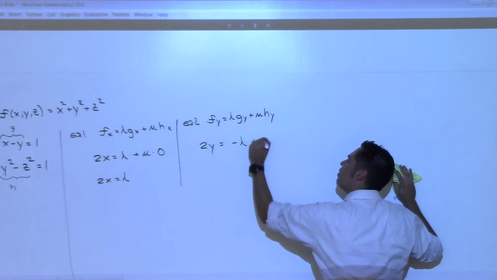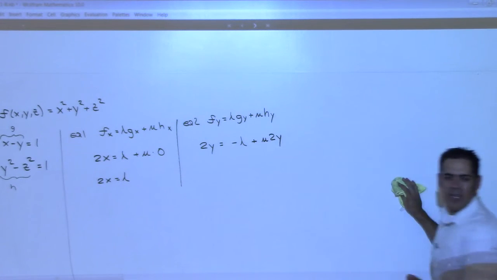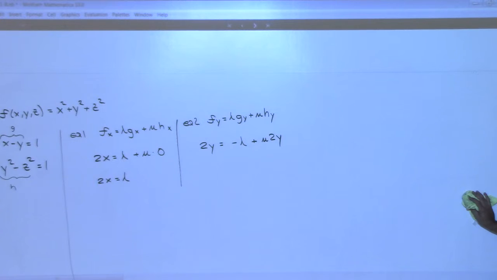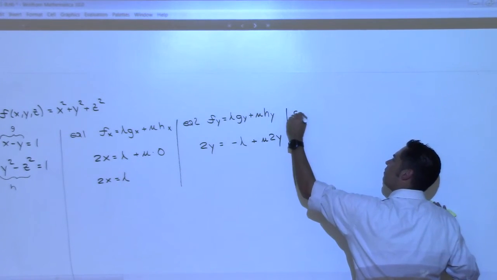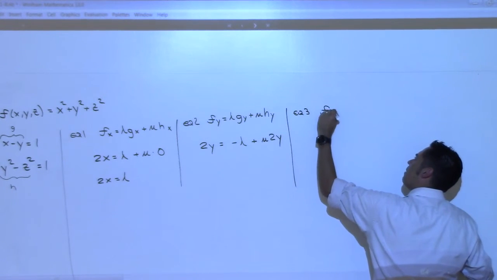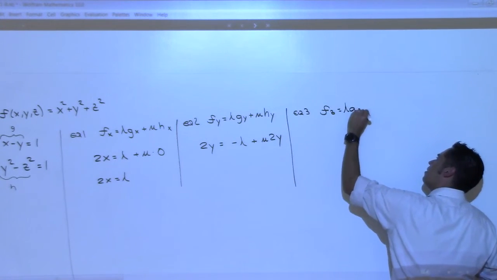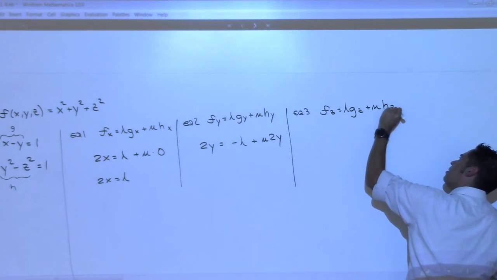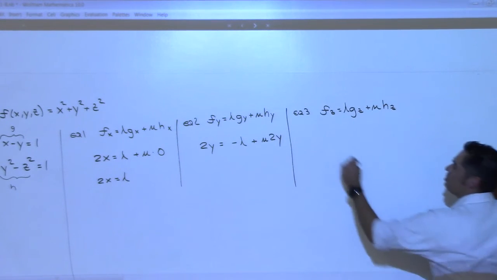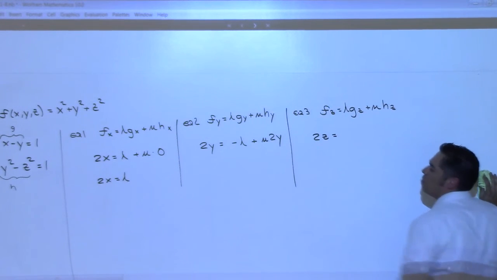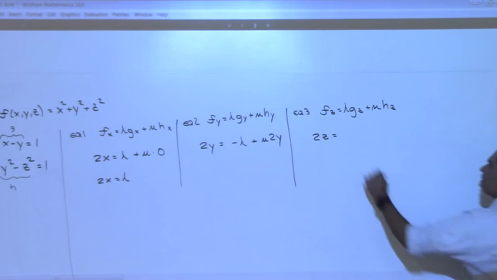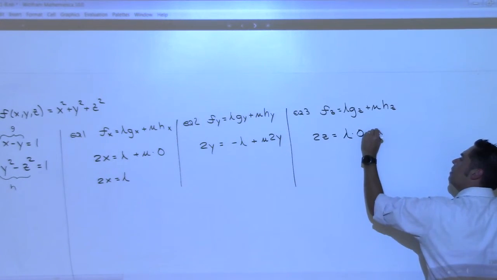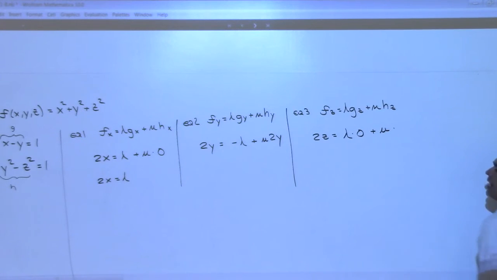2y, so plus mu times 2y. That makes sense? What I'm doing there? Okay, third equation. Partial of f with respect to z equals lambda partial g with respect to z plus mu partial h with respect to z. So 2z equals, what is partial of g with respect to z? 0, right? So I'll put lambda times 0 just so. And then mu, what's the partial of h with respect to z? -2z.